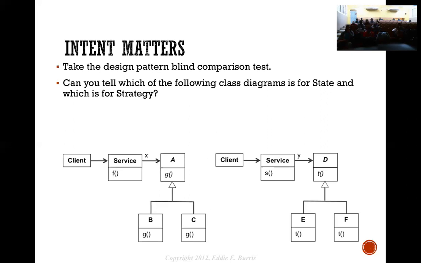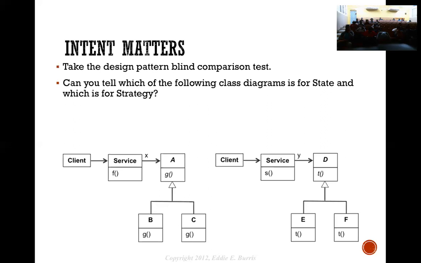So if you look at this, it is not labeled state and strategy. We don't know which one it is. These two patterns are exactly the same, right? Suppose I told you that they're different. One is state and one is strategy. The idea is that state and strategy have exactly the same structural makeup, exactly the same.